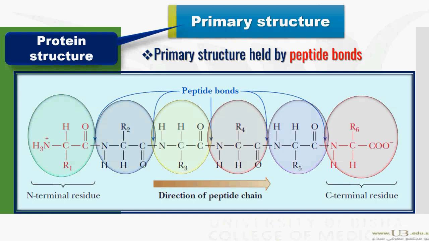So this is peptide bond number 1, peptide bond number 2, peptide bond number 3, peptide bond number 4, and peptide bond number 5. So these 6 amino acids have been linked by 5 peptide bonds, and the direction of the polypeptide chain will be from the N terminus to the C terminal. And this is very important to understand the reactions of the proteins, the secondary structure and the tertiary structure in the subsequent slides.